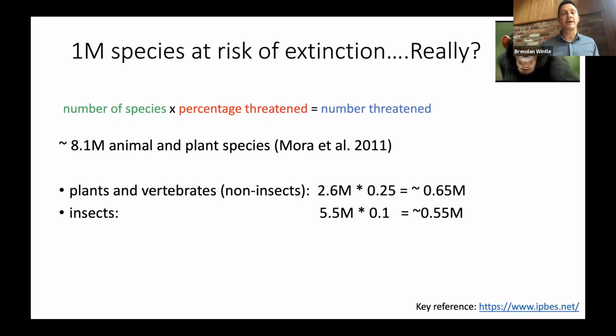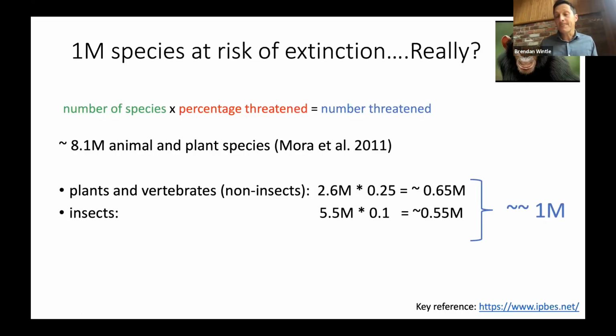on the planet. That's a rubbery number, of course. When we assess plants and vertebrates, basically non-insects, we find that about 25% of them tend to be at risk of extinction. If you multiply that by the estimated number of these species, you get this 0.65 million estimate of plants and vertebrates that we consider likely to be at risk of extinction. A similar calculation for insects, except that generally insects don't tend to be as at risk, so only about 10% of them come up as threatened with extinction when we do IUCN assessments. So if you add these two numbers together, you get a rubbery number around 1 million species. That's how they arrived at that number.